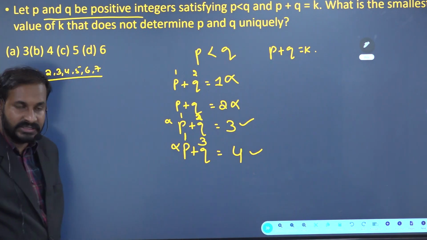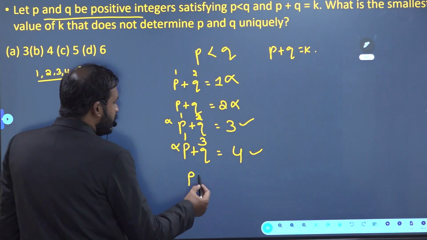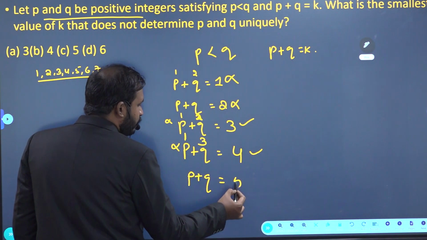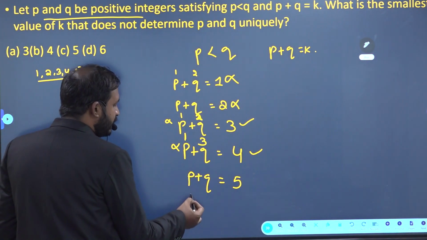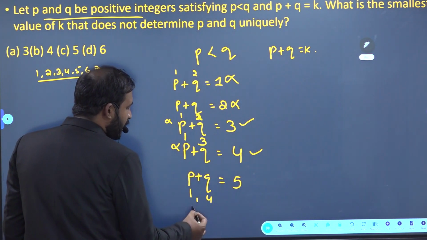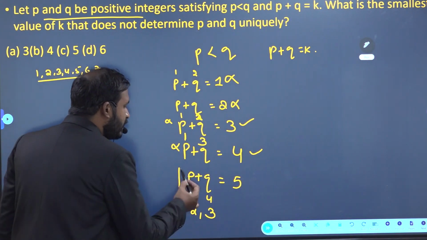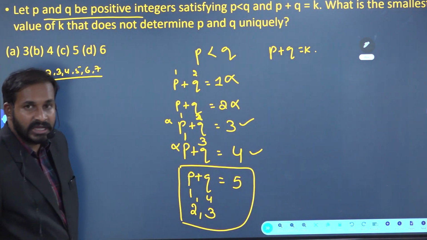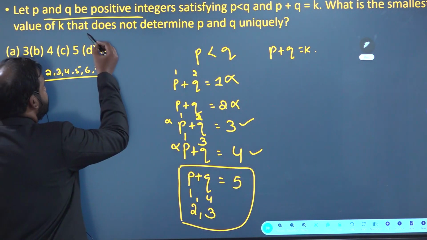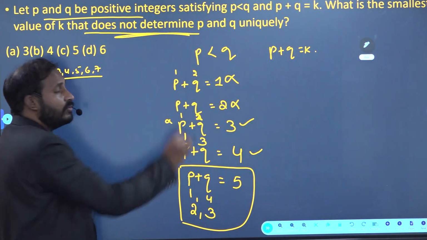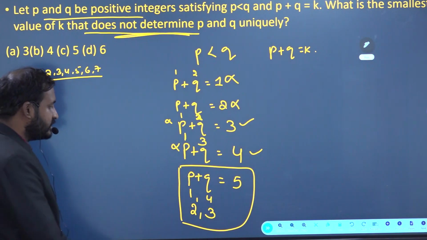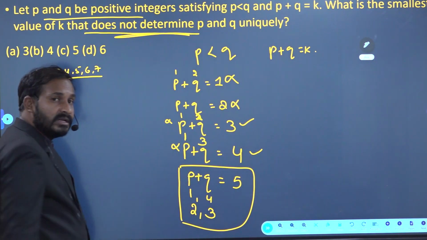There is no chance for this. Next, p plus q, if I take 5, what are the possibilities of p and q I can take? I can take 1 and 4, I can take 2 and 3. So, can I take a unique value here? No, I cannot take a unique value here. So, the question is, it does not determine p and q uniquely. Uniquely means there are multiple chances for p and q.